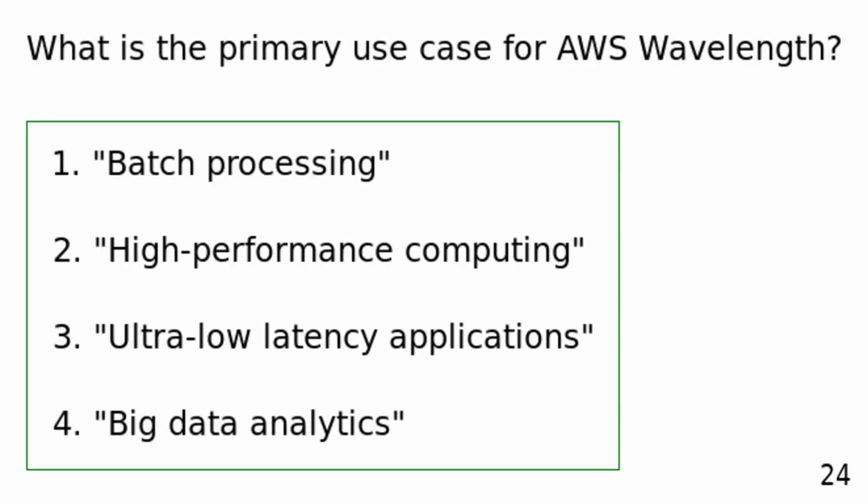What is the primary use case for AWS Wavelength? Batch processing. High-performance computing. Ultra-low latency applications. Big data analytics.